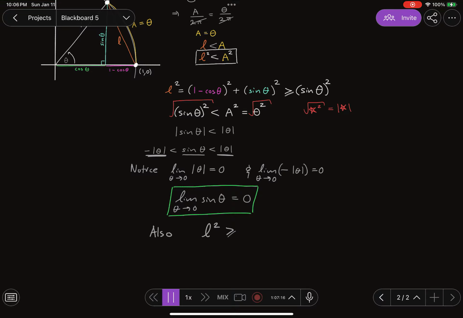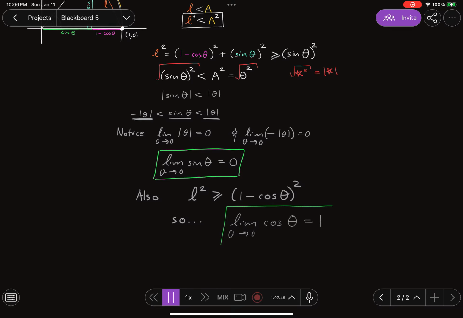Bigger than or equal to (1 minus cosine of theta) all squared. And you guys, I'm going to have to force you to follow this same logic, together with the fact that L squared is less than A squared, to conclude that the limit as theta approaches 0 of cosine of theta is equal to 1. We need to take that one with us.